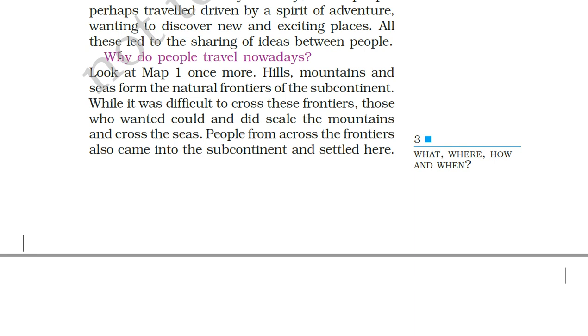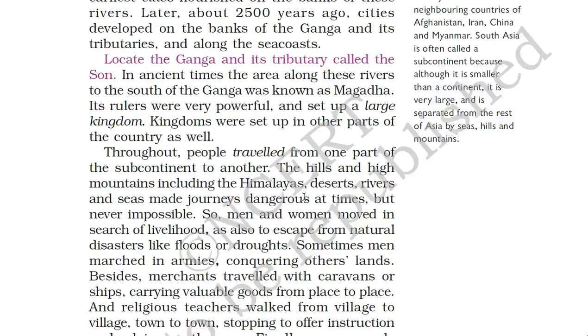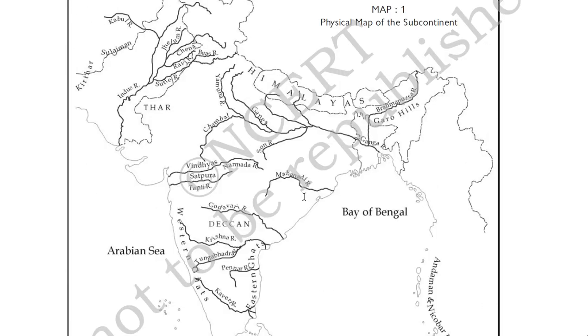Now we are here. Why do people travel nowadays? Now look at map 1 once more. Okay, we'll get back to the map. See, this is the map. Right, if you look at the map, if you have the book, just take a look at the book. You can see the hills, mountains and seas form the natural frontiers of the subcontinent. Frontiers means borders. You'll see the sea, mountains, deserts.